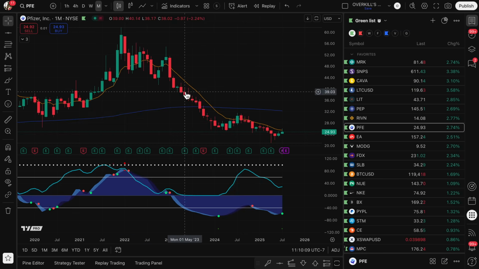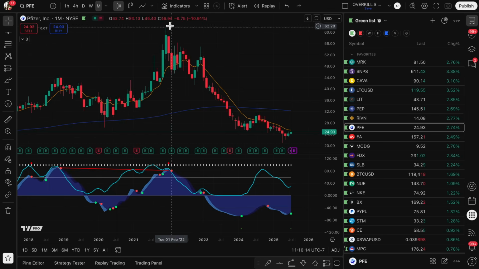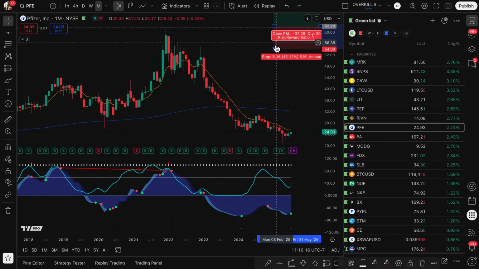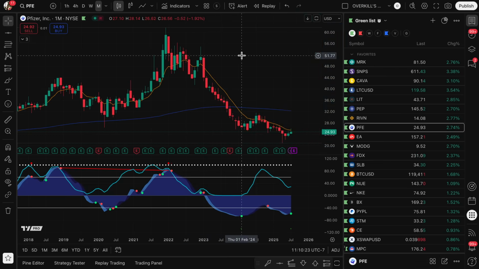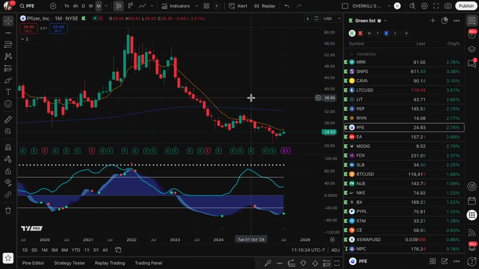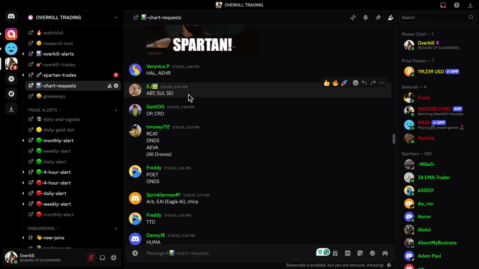And again, I like stocks that have been beat to a pulp. I mean, this thing was at $60. It went from 60 all the way down to 21. That's a 65% drop there. Okay, ugly. Okay, but ABT, I don't like that.